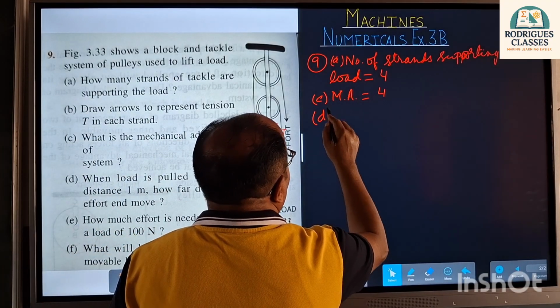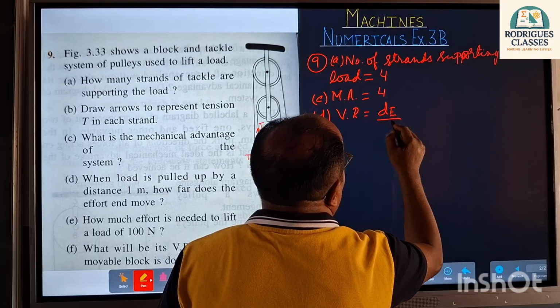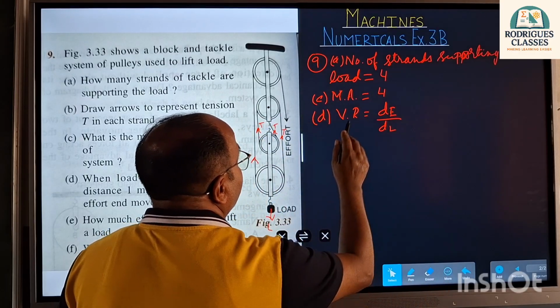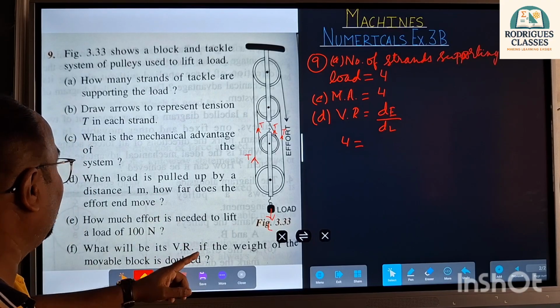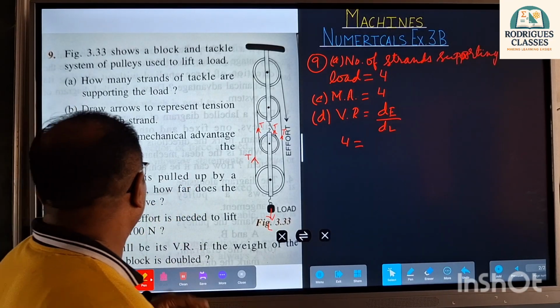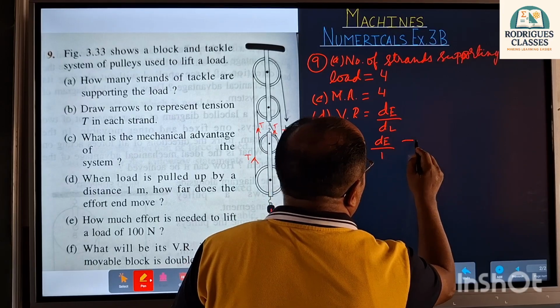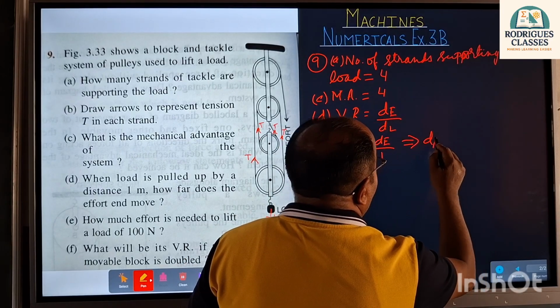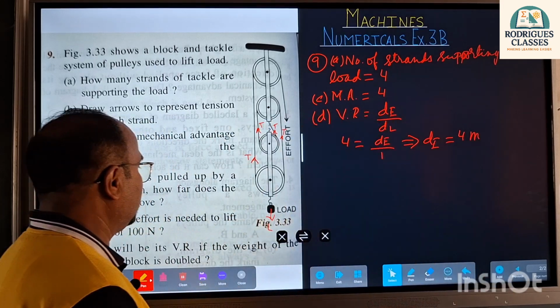So for that we use velocity ratio as displacement of the effort by displacement of the load. 4 will be the velocity ratio here. Now load is pulled by 1 meter, so displacement of the effort we don't know, the displacement of the load is 1 meter, so we will get displacement of the effort as 4 into 1, that is 4 meter.